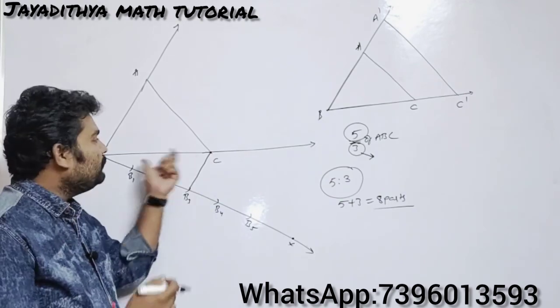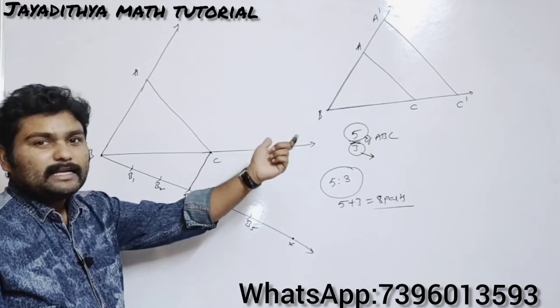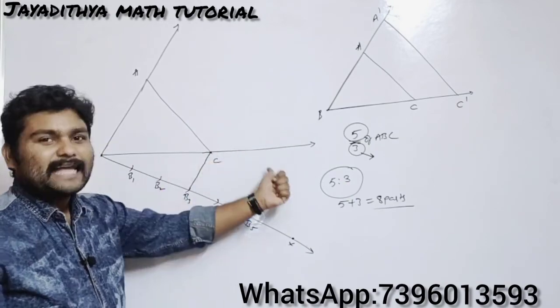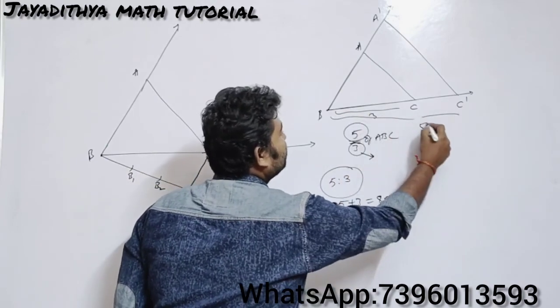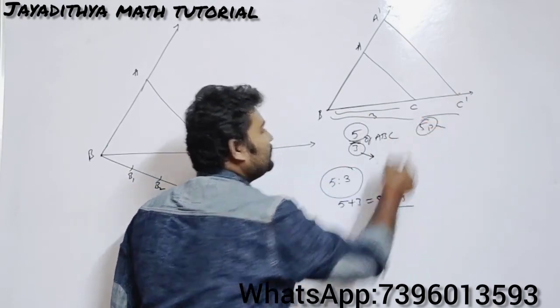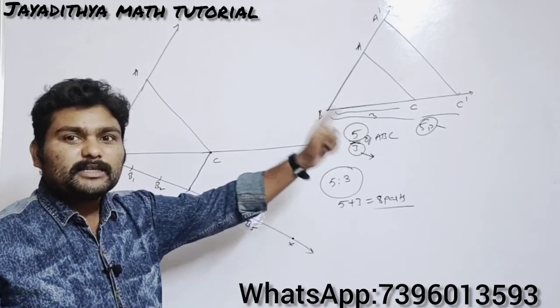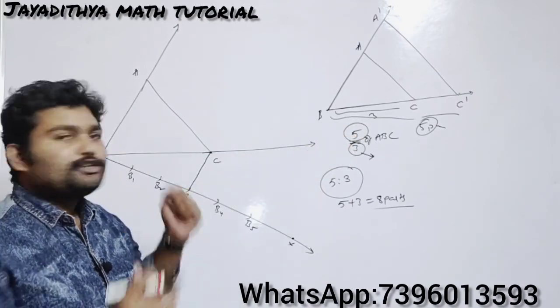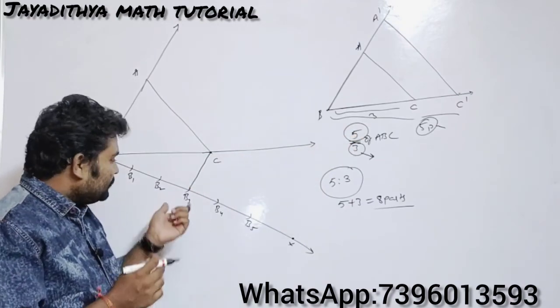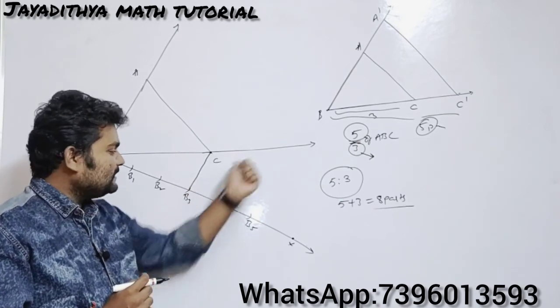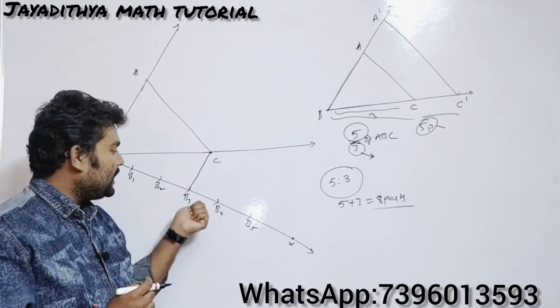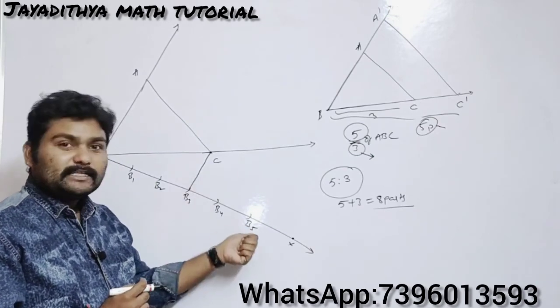Next, what we need to do? We want 5 parts, right? For the similar triangle construction, we want BC dash to be 5 parts. If this is 3 parts, the complete must be equal to 5 parts now. So this C dash vertex must be joined to B5. For that reason, what you will be doing is drawing a line parallel to B3C at B5.